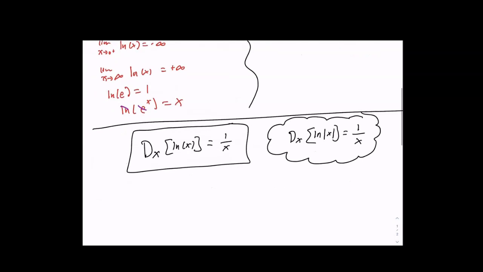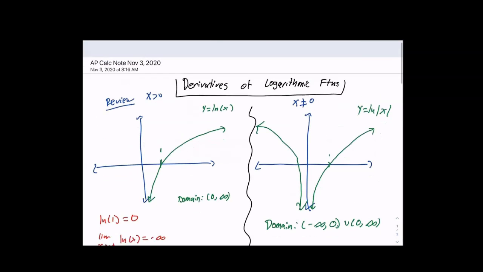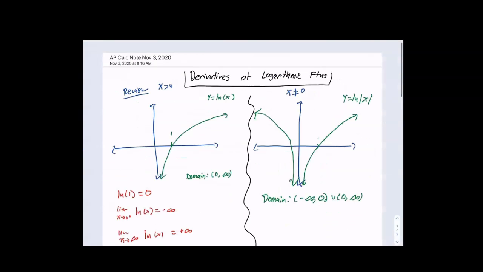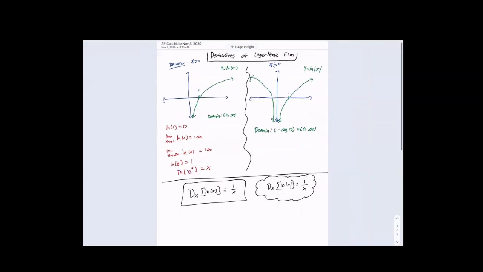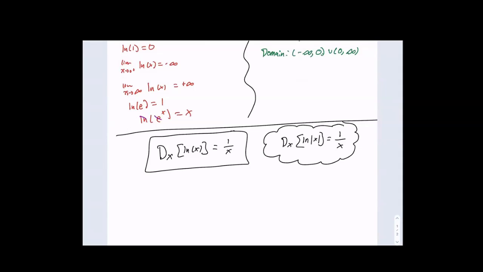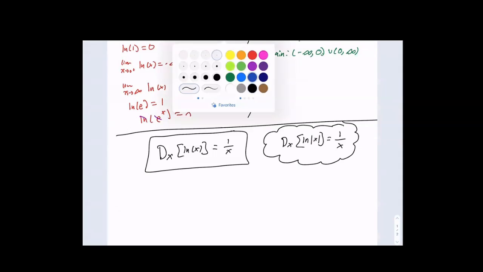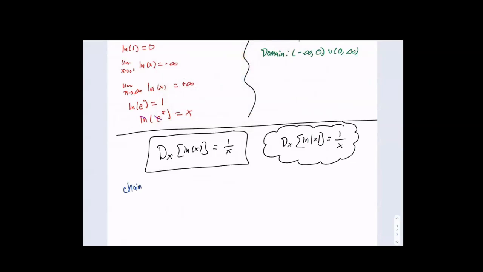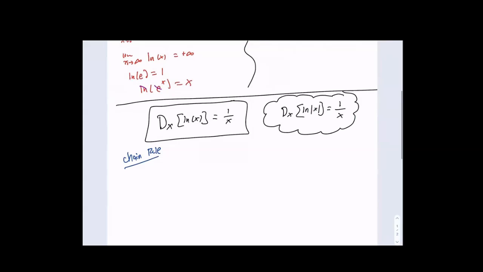It doesn't matter. The absolute value does not do anything, because the absolute value just fixes the domain, because the absolute value really doesn't change the graph on the right hand side at all. It just adds the left hand side. Okay? That is your big rule. Of course, we want to understand how the chain rule works. Well, the chain rule works exactly how you would expect it to work.